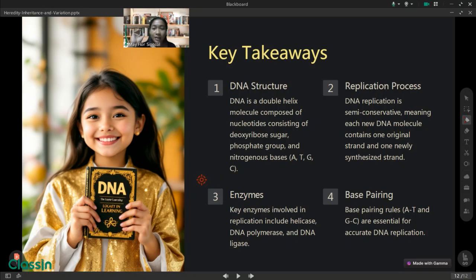Okay, and the third key takeaway is that the key enzymes involved in replication include helicase, DNA polymerase, and DNA ligase. So the base pairing also, we can have the specific pairing of base pairs, which is the adenine and thymine and guanine and cytosine and vice versa. So they are essential for accurate or faithful DNA replication para makapass ta correctly sa ato ang mga genetic information or genetic traits towards sa atong offspring. So from one generation to the next generation.